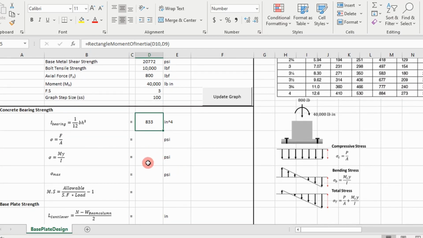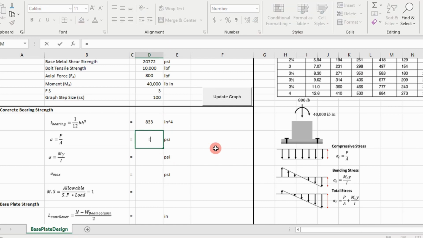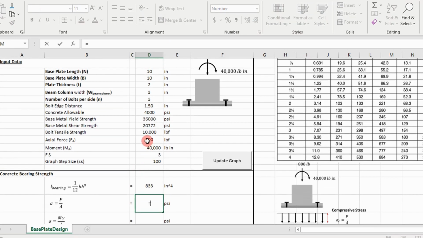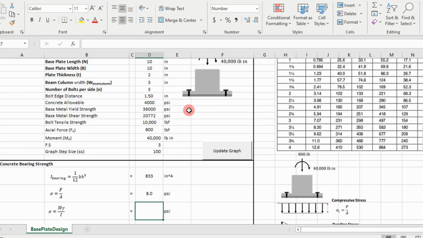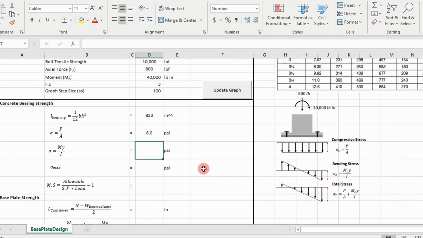Next, we want to calculate our worst case stress due to the compressive stress. So that's simply just going to be force over area. So the point load divided by the area, which is going to be the area of our base plate. So it's 8 psi.